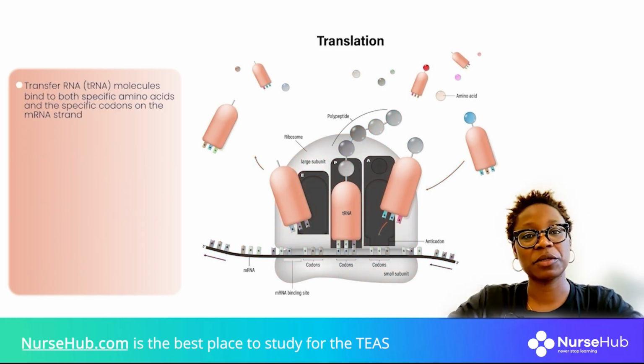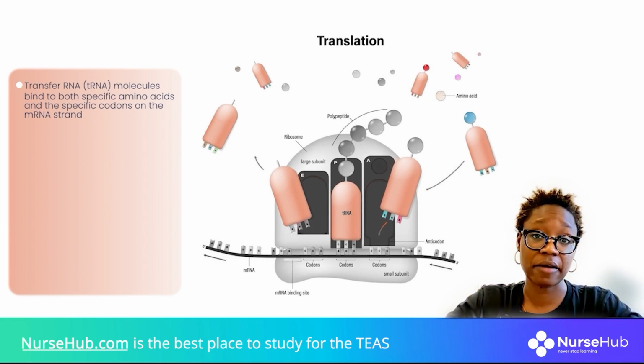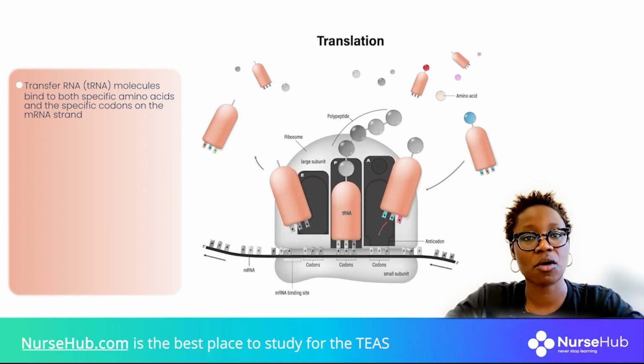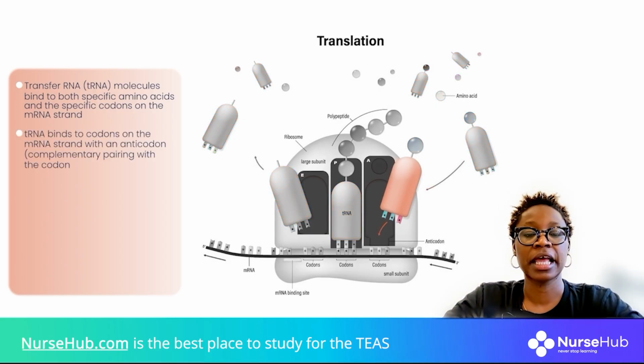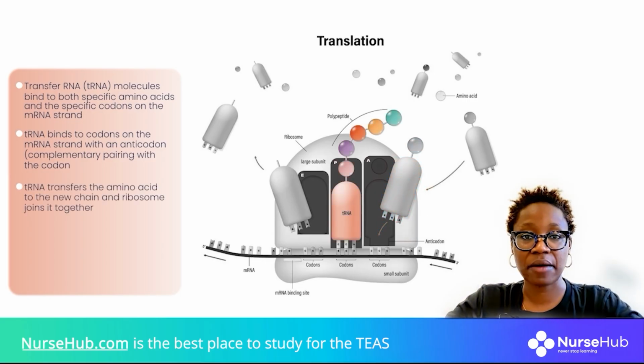Transfer RNA. So as we mentioned in our prior lesson on tRNA, those tRNA molecules are specialized RNA molecules that bind both to specific amino acids and specific codons on the mRNA. The unique structure of tRNA allows it to bind and carry specific amino acids, while also having specific anticodons that allow it to bind to the corresponding codon on the mRNA. Then it transfers the amino acid to the new chain.